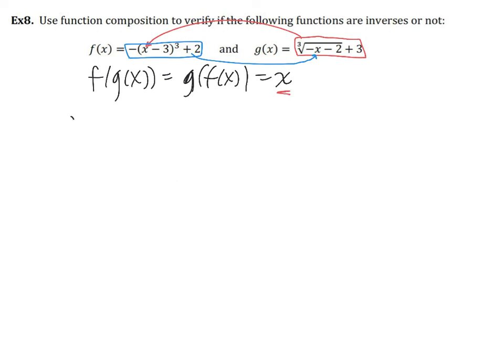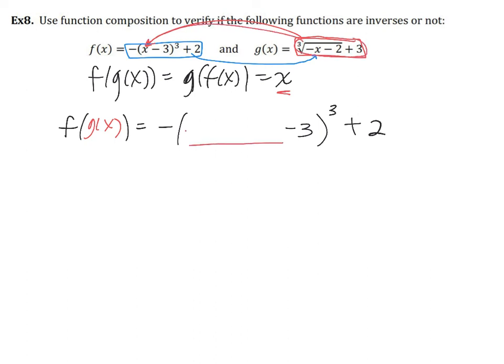So let's start with one. We're going to do f of g of x, and we're going to see what happens. I'm going to take the function f of x, and I'm going to replace this entire thing into the x. So I left this big blank spot because I'm going to replace that with the cube root of negative x minus 2, plus 3. I took this x, I put the minus sign down here, took the x, and replaced it with my g of x, so that's what this says to do. We're replacing g of x into x.